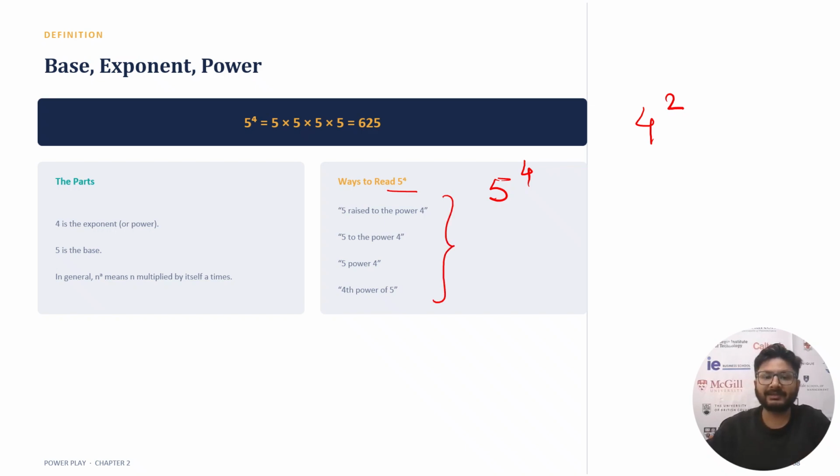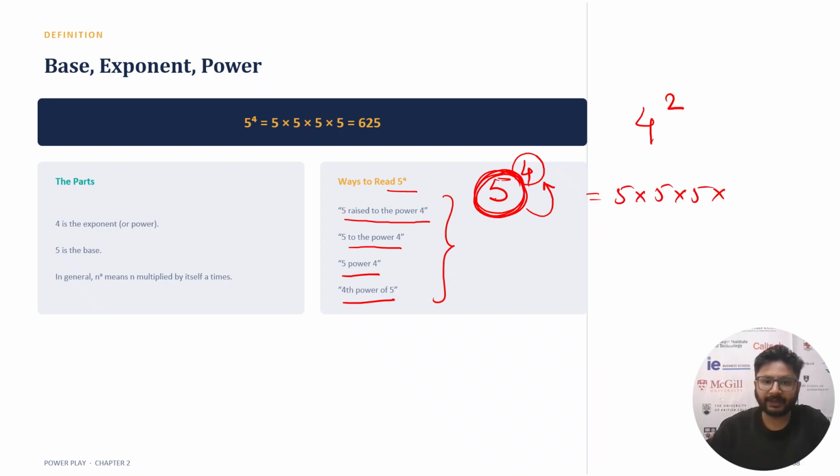It can be called in several ways. For example, 5 raised to the power 4, 5 to the power 4, 5 power 4, fourth power of 5. You can call it in any way, but the notation is that there is a base and there's an exponent. The base is going to get multiplied by itself this many times. So this is nothing but 5 into 5 into 5 into 5.